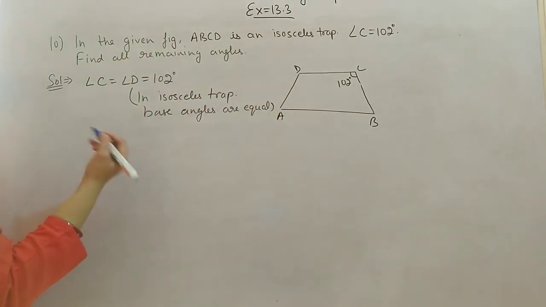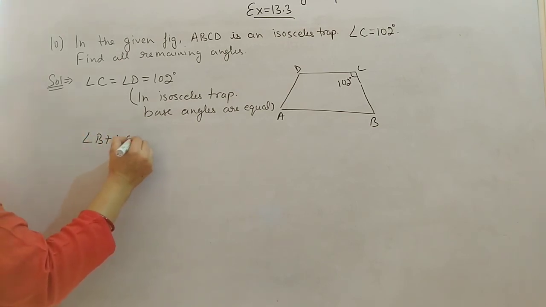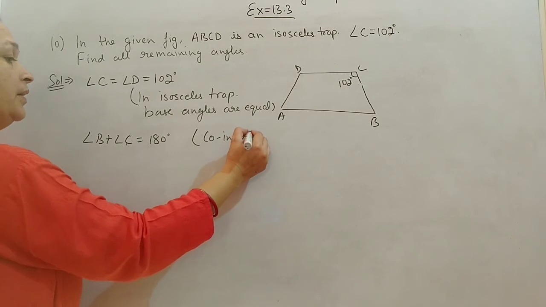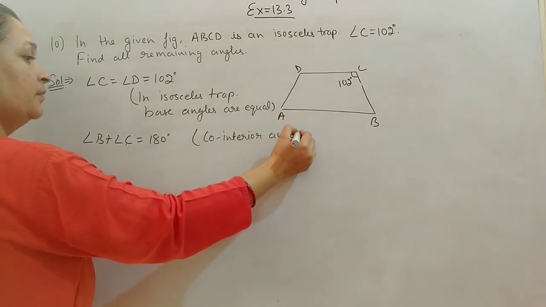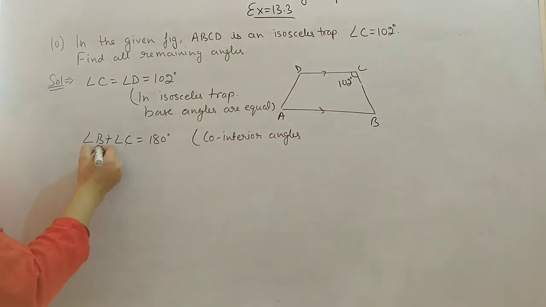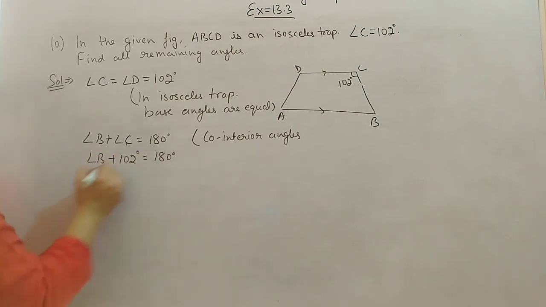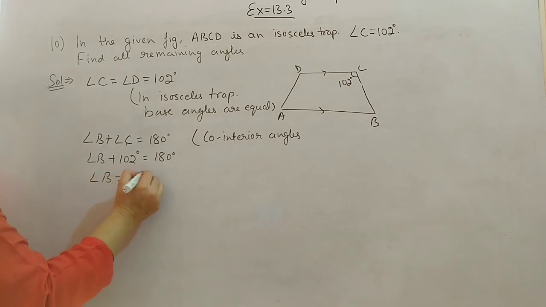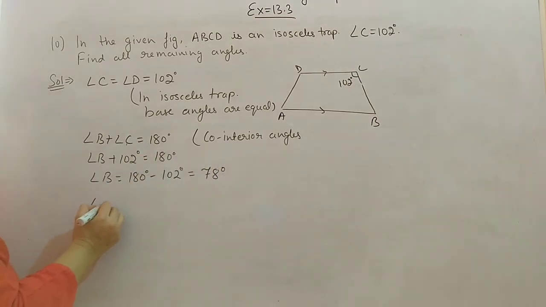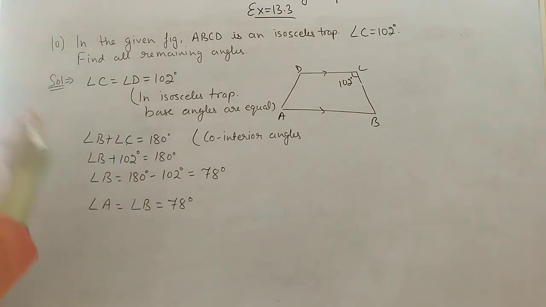Next, if we take angle C and B, angle B plus angle C will be equal to 180 degree. We can use here co-interior property, co-interior angles. These two are parallel line and these two angles are coming one side, means these two are co-interior. So B plus 102 is equal to 180 degree. So angle B will be 180 minus 102 equal to 78 degree. Now angle A will be equal to angle B equal to 78 degree. Same reason, base angles are equal.